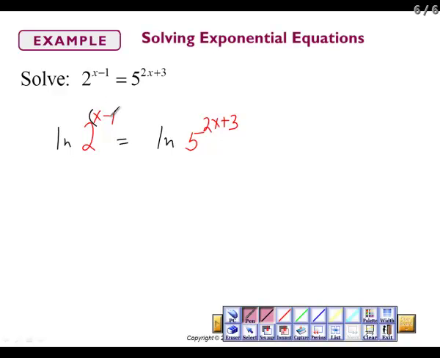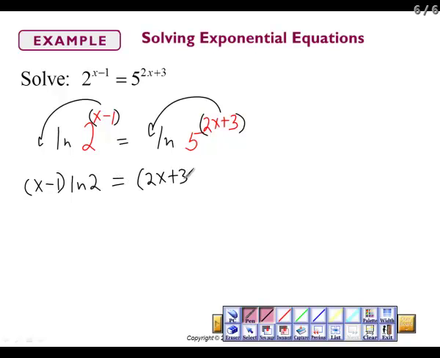Okay, now this is real important. You want to put parentheses here before you bring down those exponents. Why? Because you're going to have to distribute, and if you don't distribute, it comes out wrong. So this is (x minus 1) natural log 2 equals (2x plus 3) natural log 5. Now we're going to distribute.